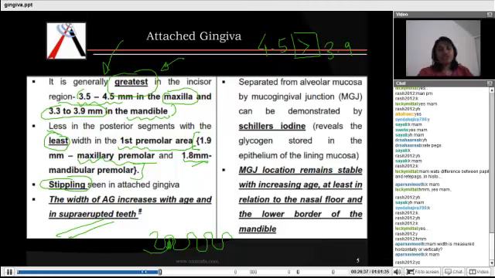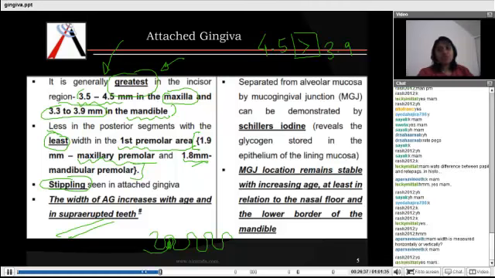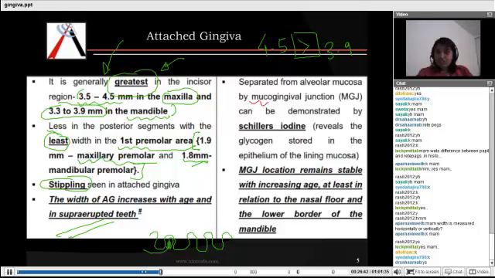Yes. So as we saw, your mucogingival junction is the one that separates the attached gingiva from the lining mucosa. We can actually demonstrate this mucogingival junction by Schiller's iodine. This Schiller's iodine stains the lining mucosa, because lining mucosa has glycogen, and it stains the lining mucosa darker, so we can actually see the attached gingiva against it.